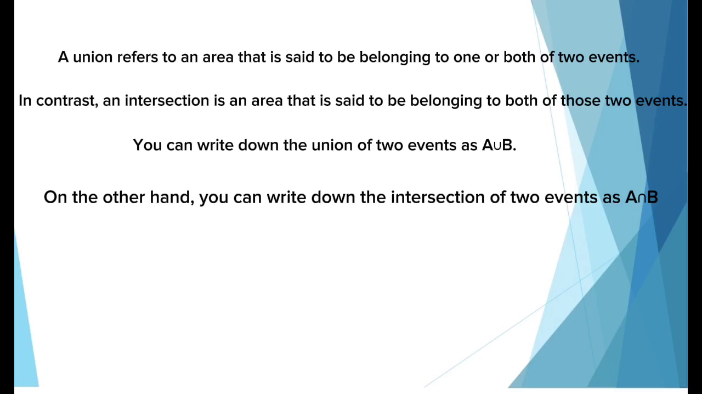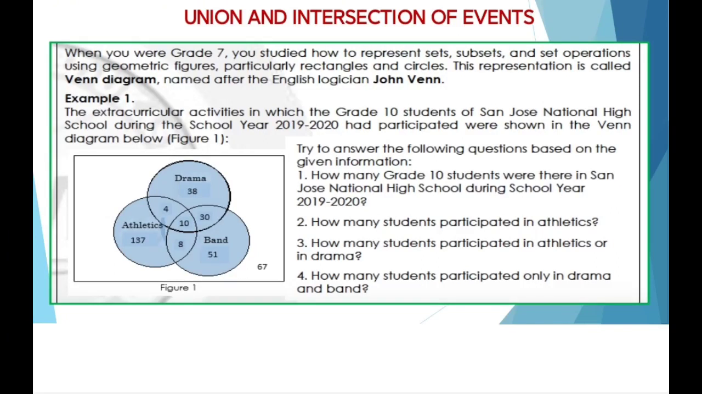Now that we know what it is, we will move forward and try solving a problem. When you were in grade 7, you studied how to represent sets, subsets, and set operations using geometric features, particularly rectangles and circles. This representation is called a Venn diagram, named after the English logician John Venn. Here we have an example using a Venn diagram.